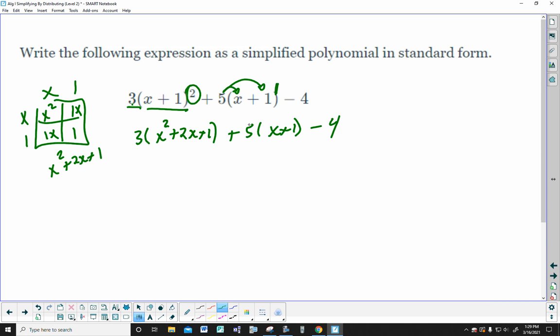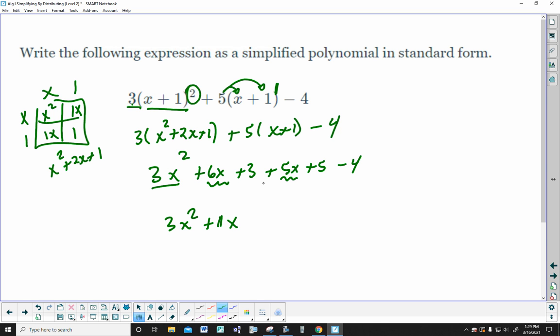Now you can distribute the 3 and the 5 inside. So you got 3x squared plus 6x plus 3 plus the 5x plus 5 minus 4. Now collect like terms. That's the only x squared. So you got 3x squared. Now there's a 6x and there's a 5x, and it's adding. So plus 11x plus 3 plus 5 is 8, minus 4 is plus 4. So there's your answer. Okay?